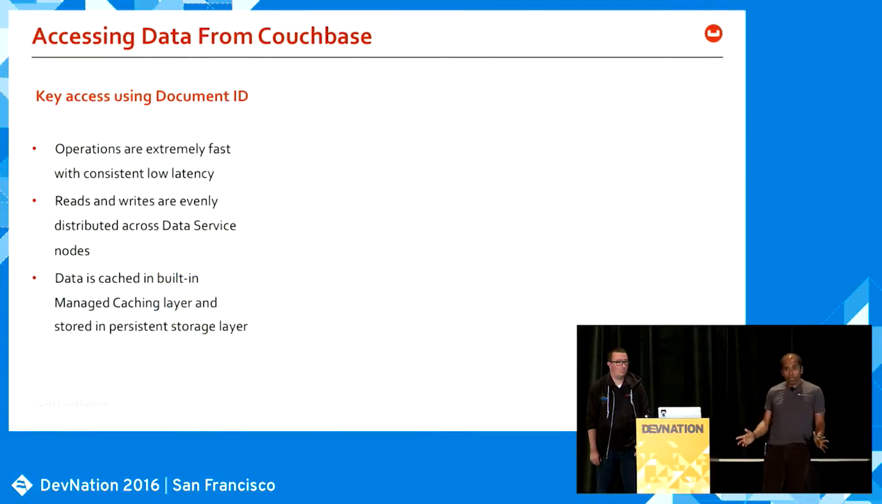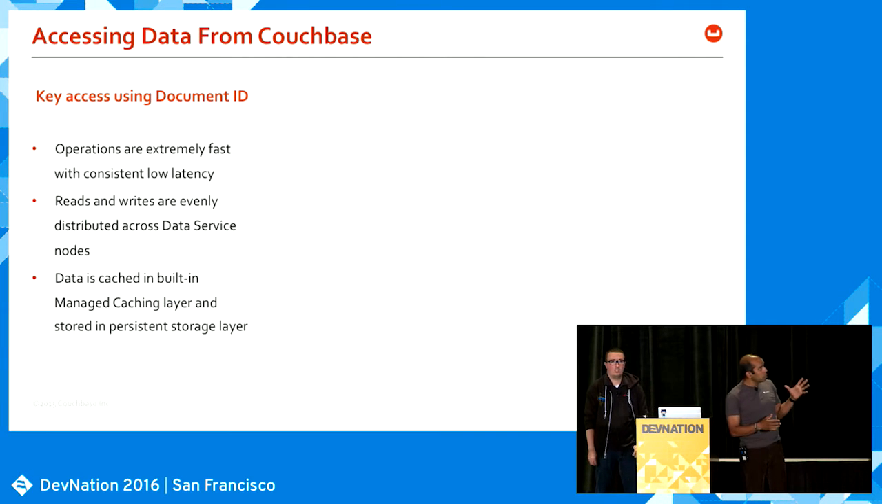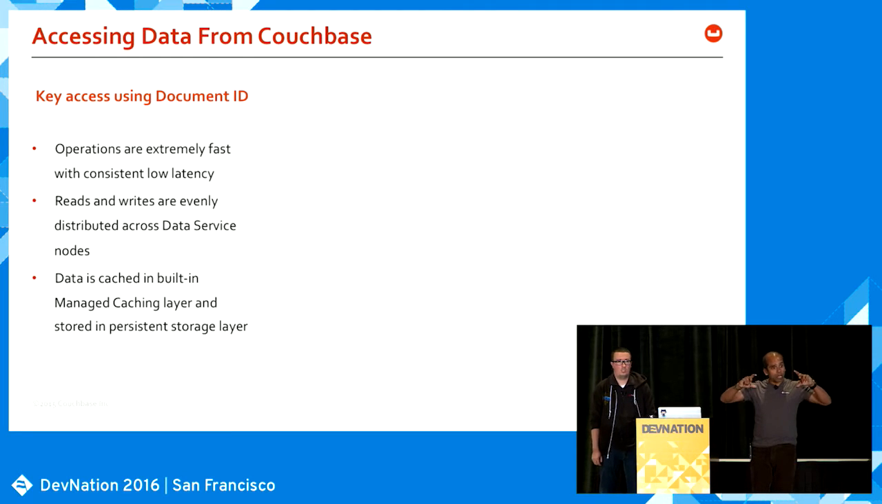Now, in terms of accessing data from Couchbase, there are three ways. If you want to use Couchbase primarily as a key value pair, each document written into Couchbase has a unique document ID. As Nick was talking about, you will have your own data model, and as part of the data model you have to give it a document ID. So you can access that document using the document ID itself. That's the key value access.